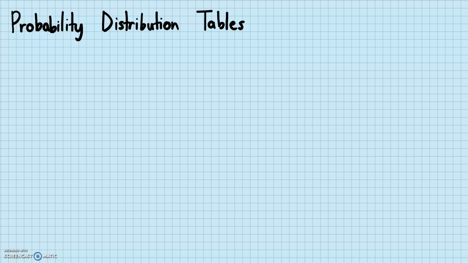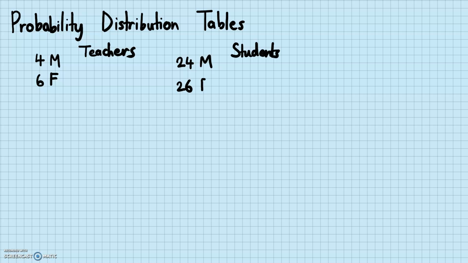So we had 4 male teachers, so these are all teachers. 4 male teachers and 6 female teachers, and then we had, if I remember correctly, 24 male students and 26 female students. Okay, so this was the frequency. We organized this into a frequency table.